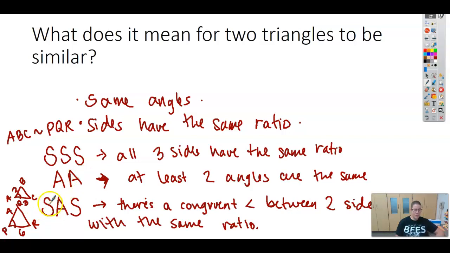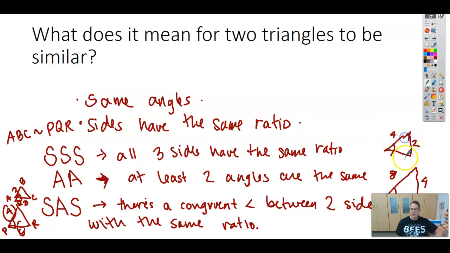Or I have to know that side, angle, side, these two sides that have that angle between them. I have to know that they have the same ratio and that the angle is congruent. Now, if I had something like this, where I know that this angle is congruent to this angle, and I knew that this side was 2 and this side's 4, and this side is 8 and this side is 4.